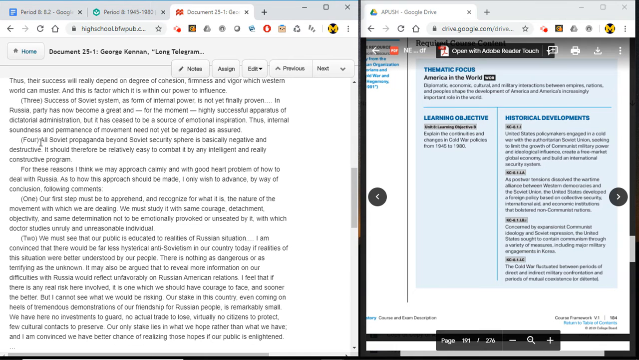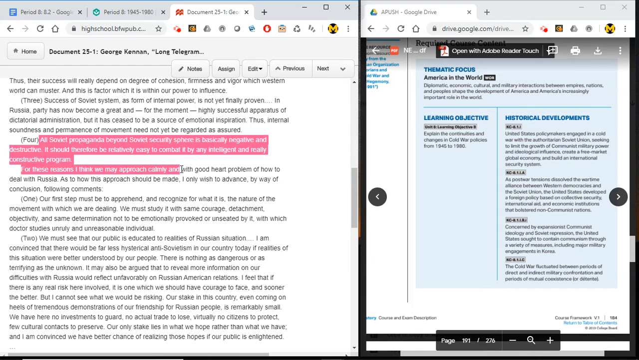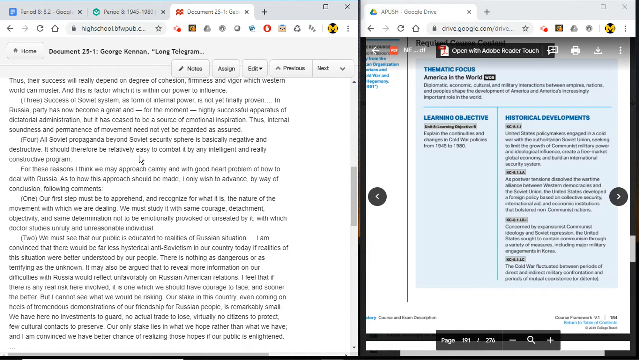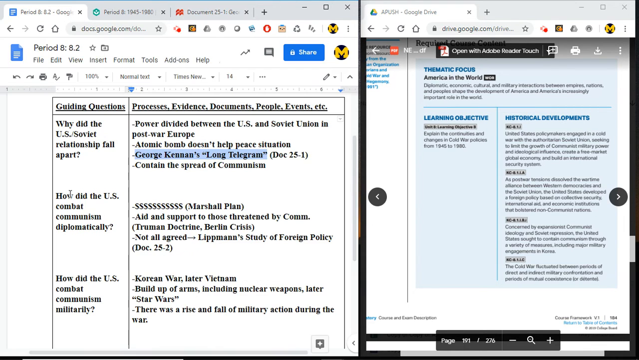Just case in point, here's one of his points. He says all Soviet propaganda beyond Soviet security sphere is basically negative and destructive. It should therefore be relatively easy to combat it by any intelligent and really constructive program. So he's framing up how the U.S. should resist the Soviets and communism. Okay, and so that is a really influential document. It's a really good document. You guys need to take a look at that.